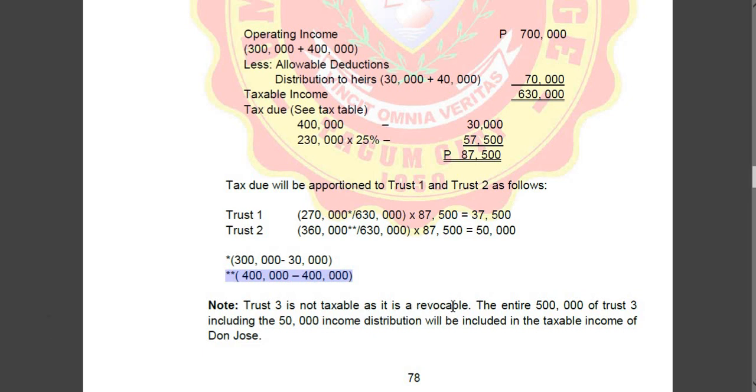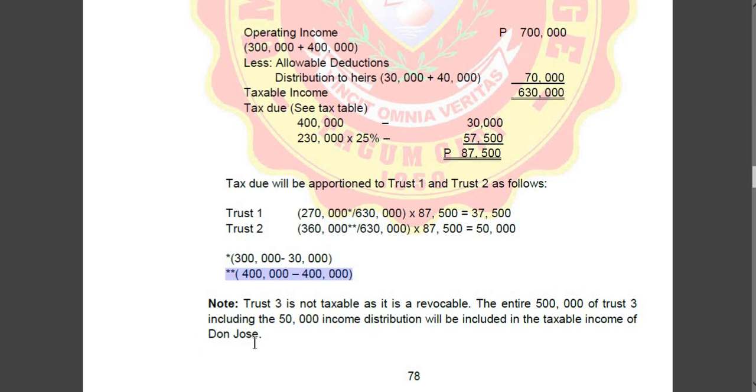So it is taxable to the grantor. The entire 500,000 of the trust, including the 50,000 income distribution, will be included in the taxable income of Don Jose, because it is revocable. Again, the income of a revocable trust will be taxable to the grantor. In this case, the grantor is Don Jose. Therefore, the 500,000, including the 50,000 income distribution, will be taxable to the grantor, or Don Jose.